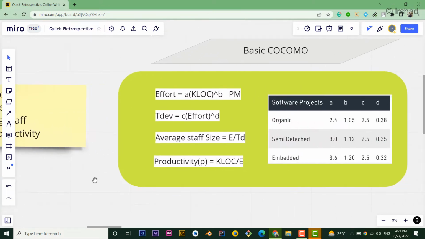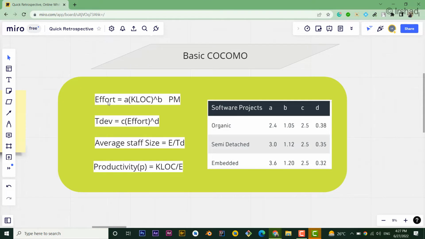Now, here you can see that in the basic COCOMO, first we have the effort. Effort can be shortened as capital letter E and is equal to A multiplied by KLOC, that is 1000 lines of code, power B, person month. This is the unit of the effort. Here A and B are constants, and the values of the constants can be retrieved from this table. This table will be given to you prior; it is a predefined table.